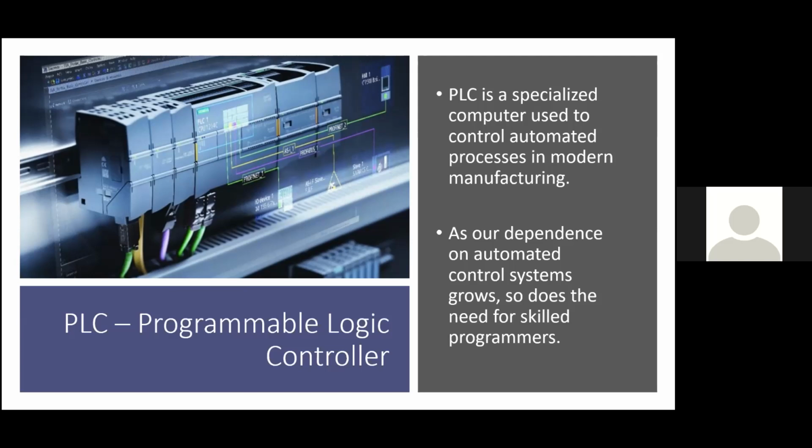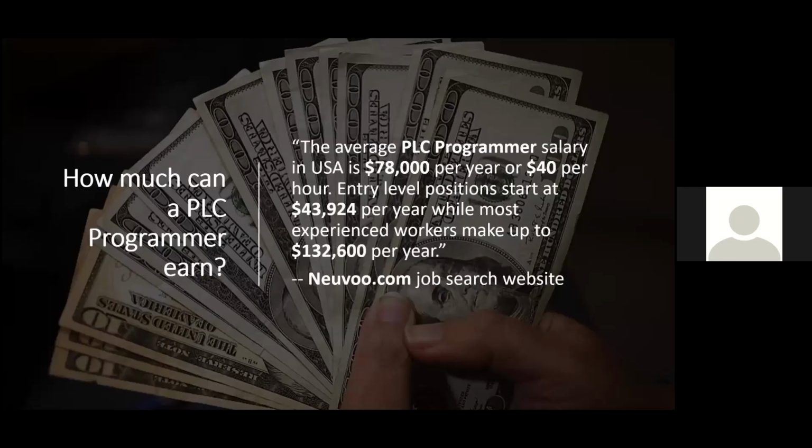Now, as the world of manufacturing becomes increasingly dependent upon these automated control systems, the need for workers skilled in the programming of such systems grows exponentially. And to get a clear idea of just how highly prized these programming skills are, here are some salary figures for PLC programmers as quoted from job search website nuvu.com. Quote, the average PLC programmer salary in the USA is $78,000 per year or $40 per hour. Entry-level positions start at $43,924 per year, while most experienced workers make up to $132,600 per year, end quote.